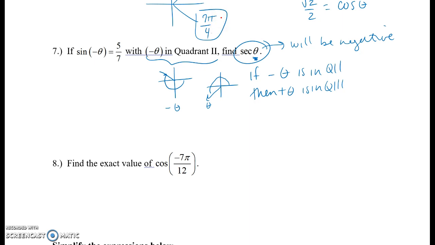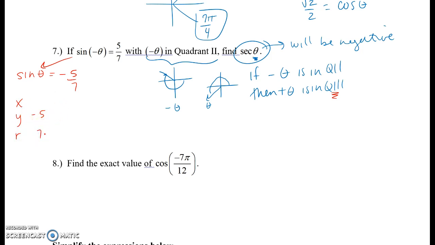So we know that sine of negative theta equals 5/7. With our sine function, if the negative is on the inside, it cannot be ignored. So that means sine of regular theta equals negative 5/7, and since I know that I'm in quadrant 3, that makes sense. So now I can find my x, y, r for regular theta. I get negative 5 for y. I get 7 for r.